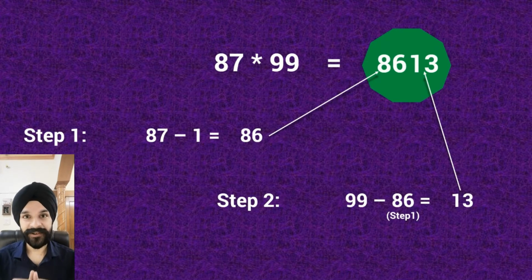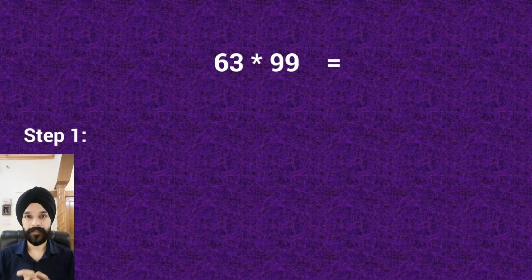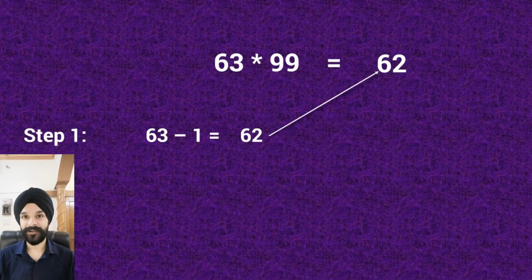Okay, let's try to understand this trick with one more example. And let's try to do it quickly this time. Suppose you want to multiply 63 by 99. Step 1. Subtract 1 from 63, that gives us 62. Write it down at the first two places of your answer.